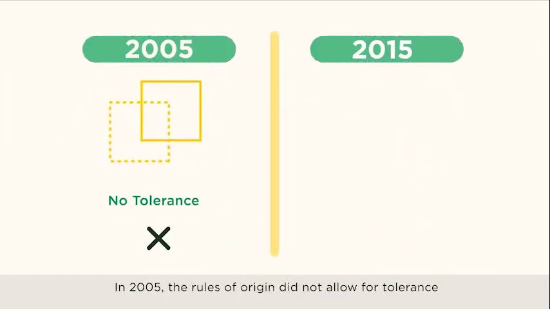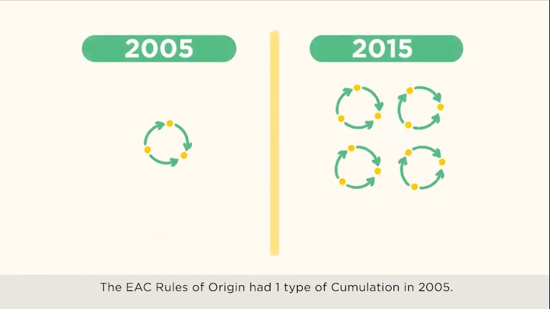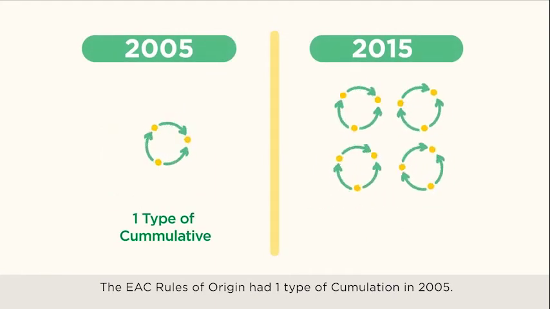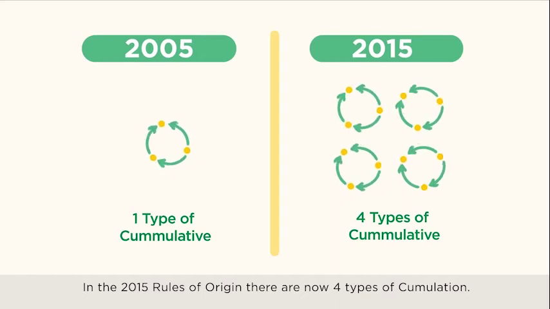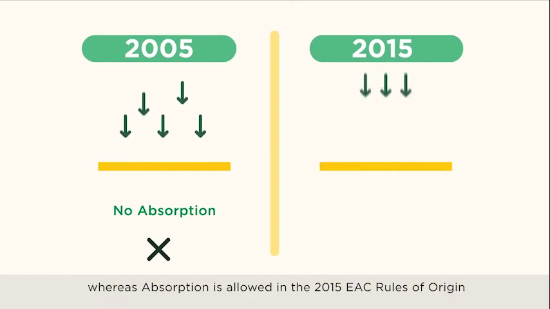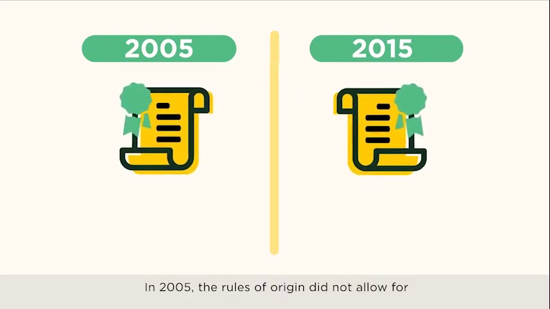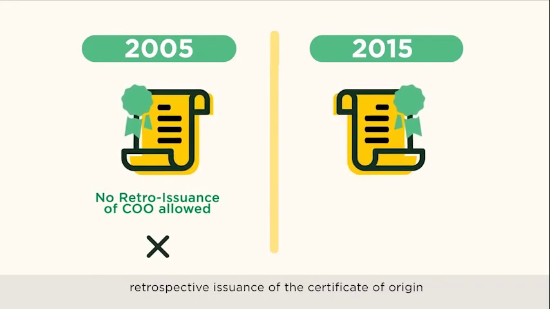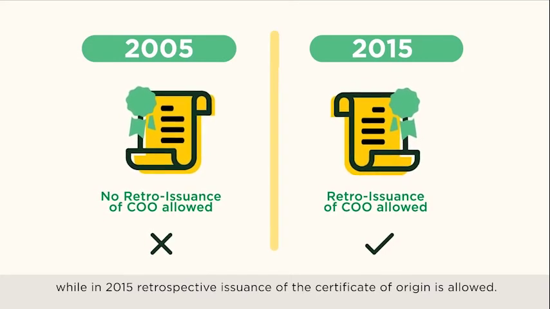In 2005, the rules of origin did not allow for tolerance, while in 2015, they allow for tolerance. The EAC Rules of Origin had one type of cumulation in 2005. In the 2015 Rules of Origin, there are now 4 types of cumulation. There was no absorption in the 2005 EAC Rules of Origin, whereas absorption is allowed in the 2015 EAC Rules of Origin. In 2005, the Rules of Origin did not allow for retrospective issuance of the Certificate of Origin, while in 2015, retrospective issuance of the Certificate of Origin is allowed.